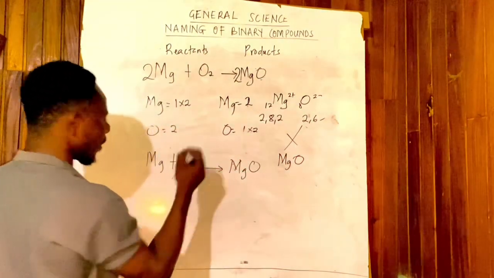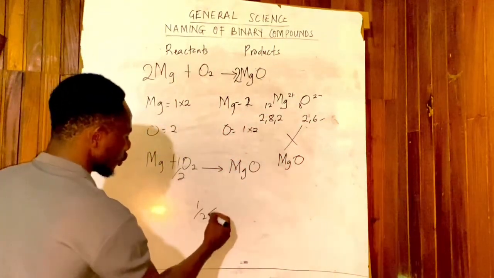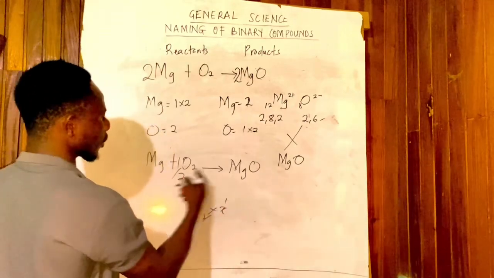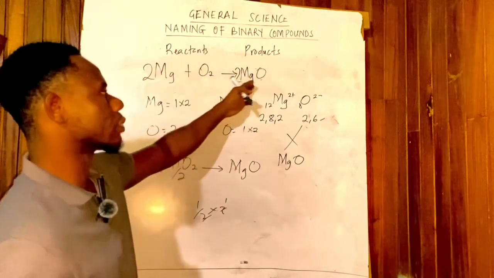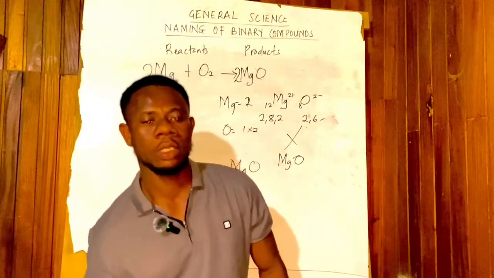Or you can just do it like this, plus O2 getting MgO. Just bring your half here so that 1 on 2 times 2 will cancel, then you get 1 oxygen, 1 oxygen. Something like this is also correct. So you're going to get magnesium oxide.